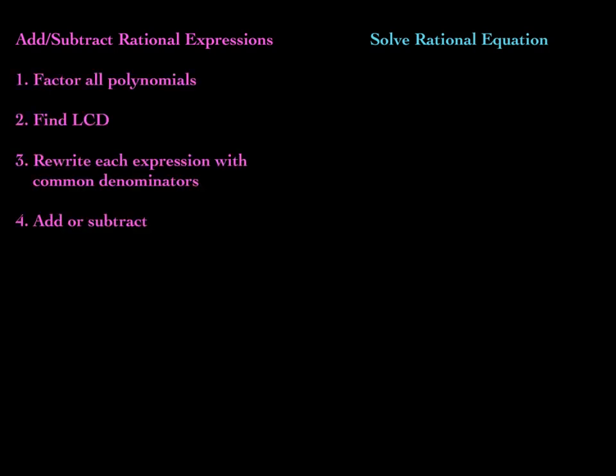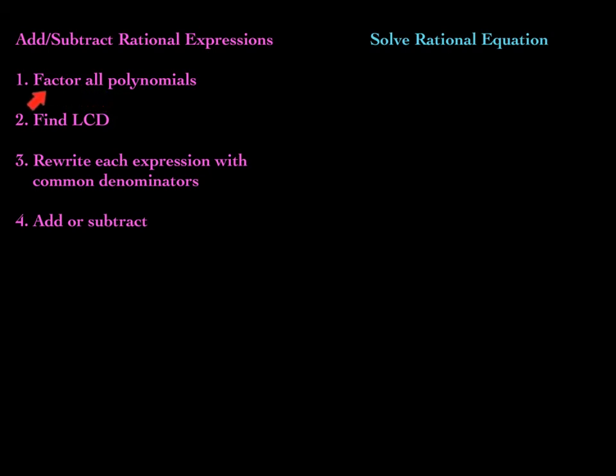Here are the steps for adding or subtracting rational expressions. First, factor all polynomials, but the ones that are most important are factoring the denominators, but I just put factor all polynomials. Most of the problems have you factoring the denominators. A lot of times the numerators are prime or the numerators are already factored or whatever, so it's really factoring the denominators, but I just put it in factor all polynomials just to be safe. So the first thing you want to do, factor, factor, factor.